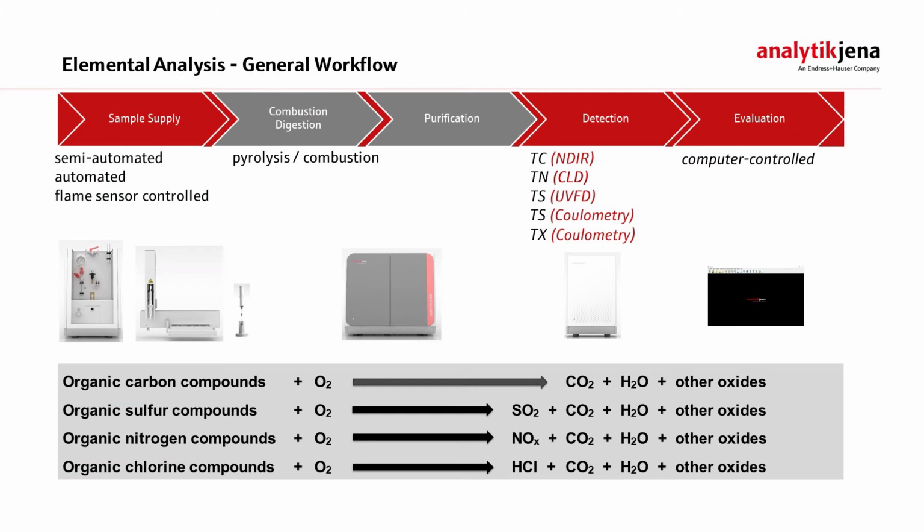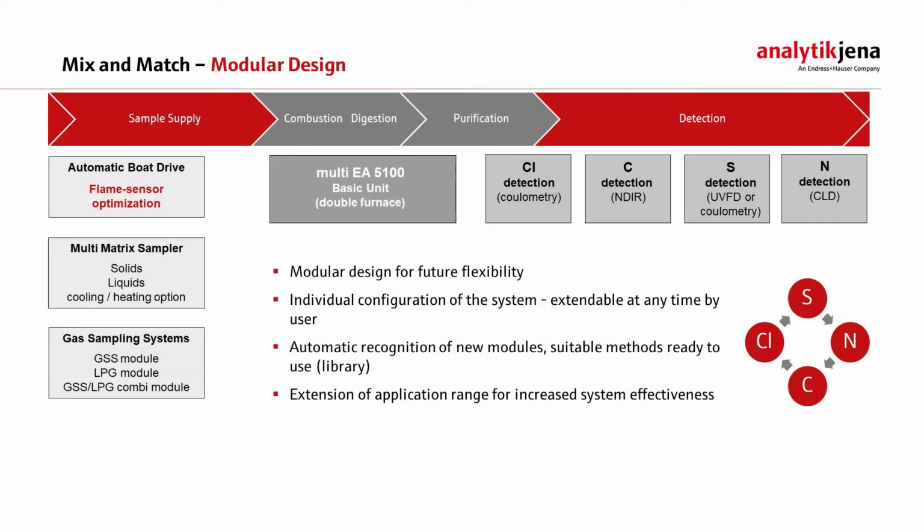During the combustion of the sample, the analyte elements are converted into characteristic gases, which then in turn are detected with specific detector modules for each element. Thanks to its modular design, the instrument can be configured according to your lab's analytical requirements. Depending on the types of samples you are analyzing, different sampling modules are available.